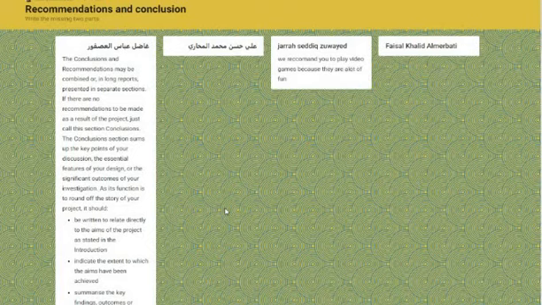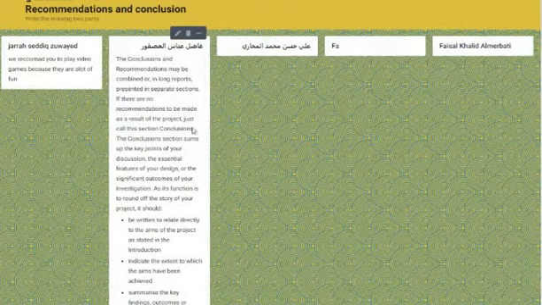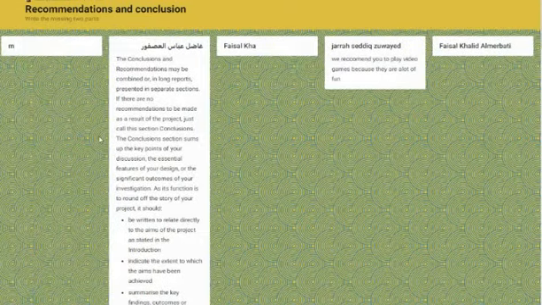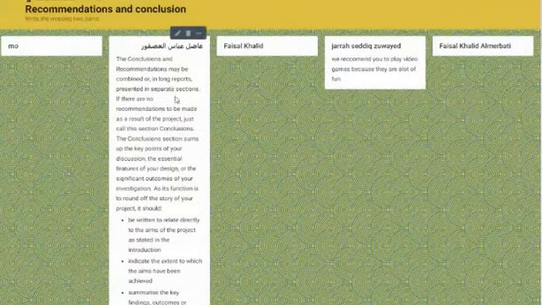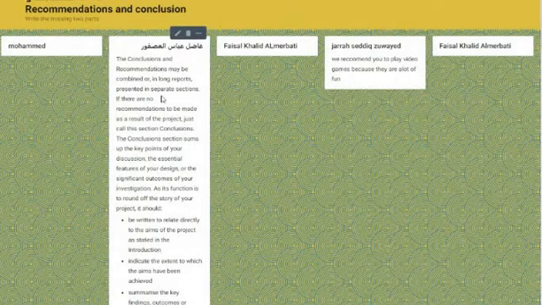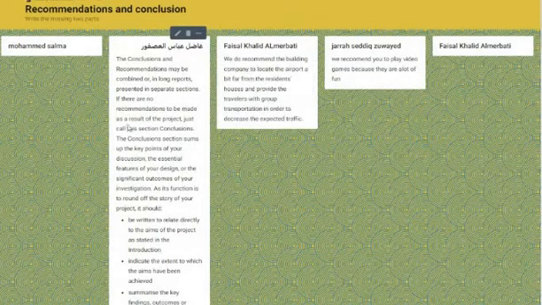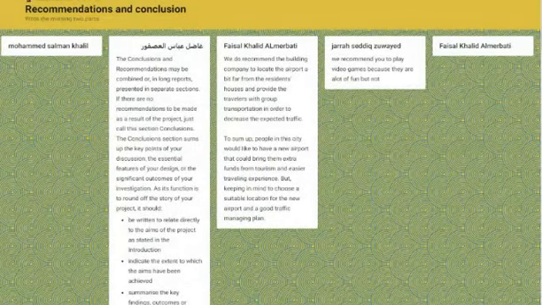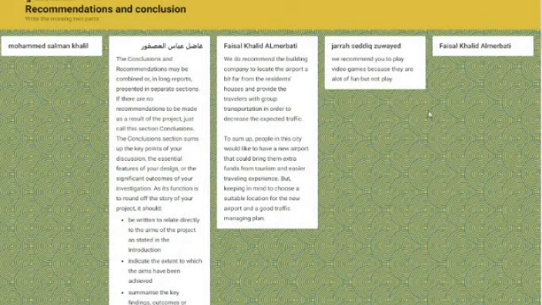All right, here we have Fadl Abbas Al-Asfour. Maa shaa Allah. Fadl, you're just writing general statements here. I would like to see a conclusion and a recommendation based on the report that I have just shown.